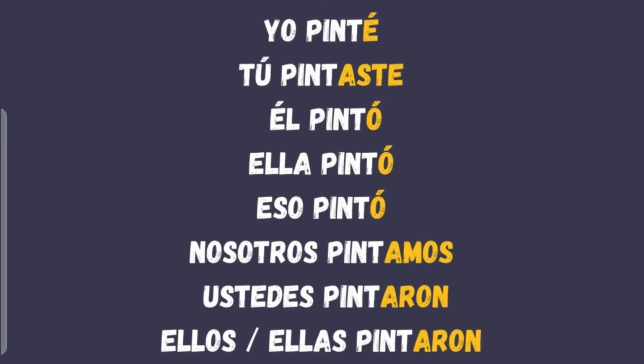Okay, as you can see, the base word, the root word, is pint, pint, okay? And then the word that you have to change is the ending according to the personal pronouns you have, okay? With yo, é, tú, aste, él, ella, eso, ó with an accent, nosotros, amos, ustedes, aron, okay, the ending that you have to put in the indefinite past, ellos or ellas, aron, okay?